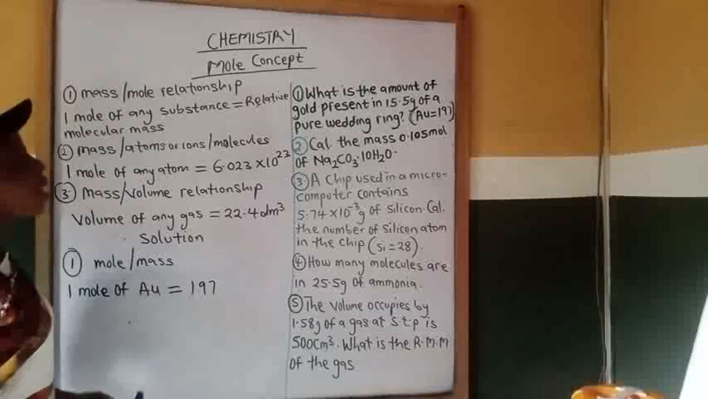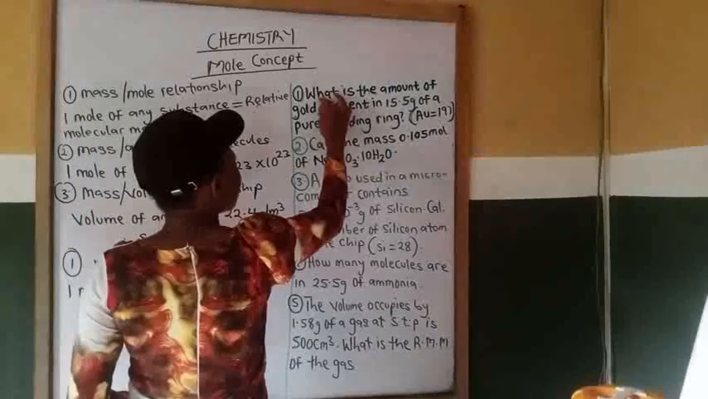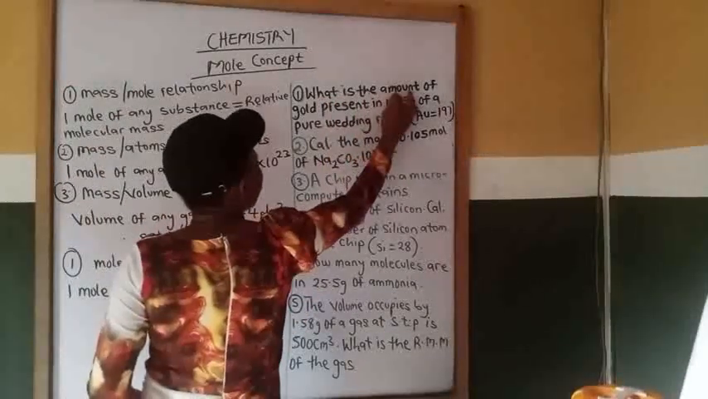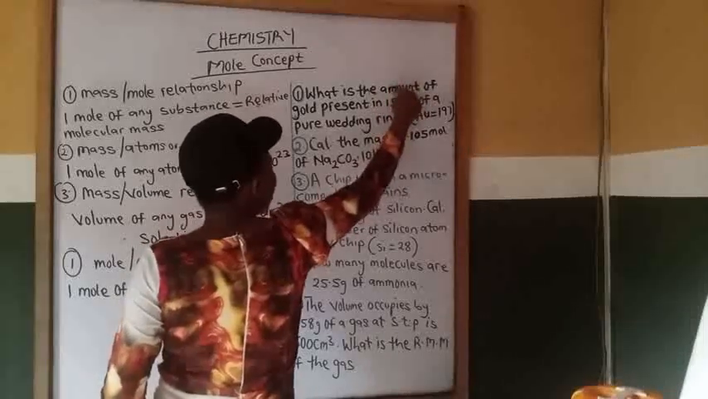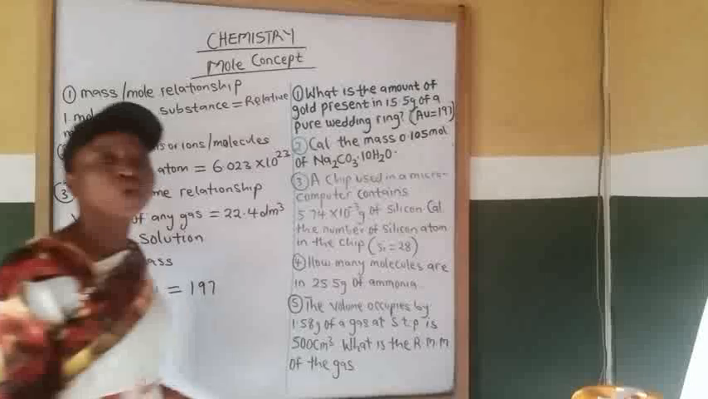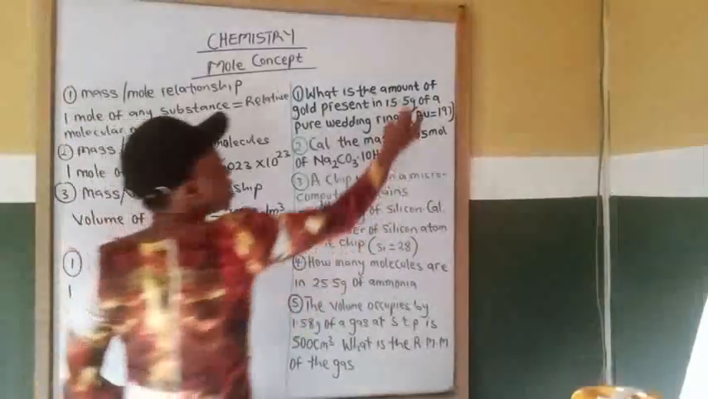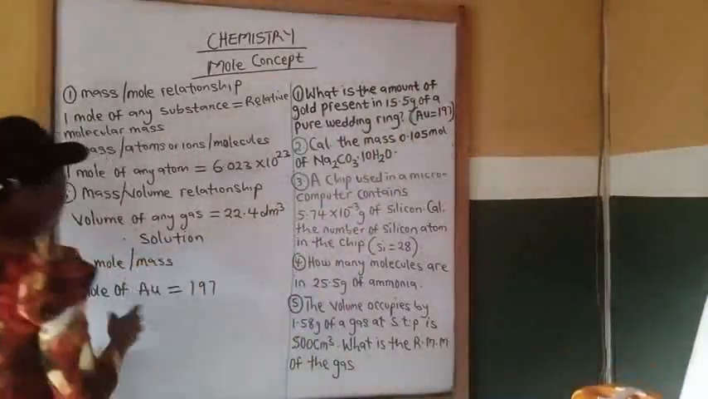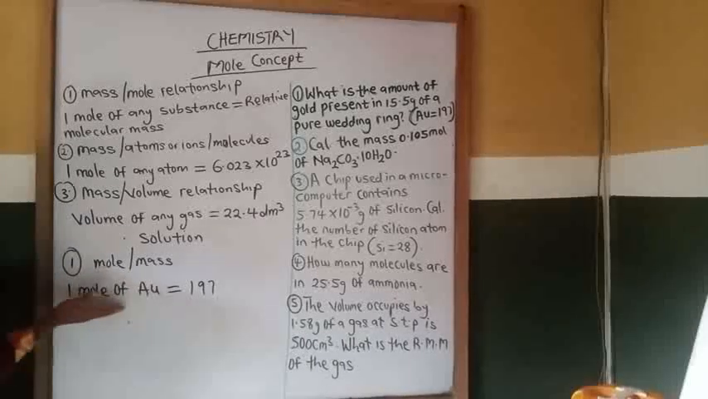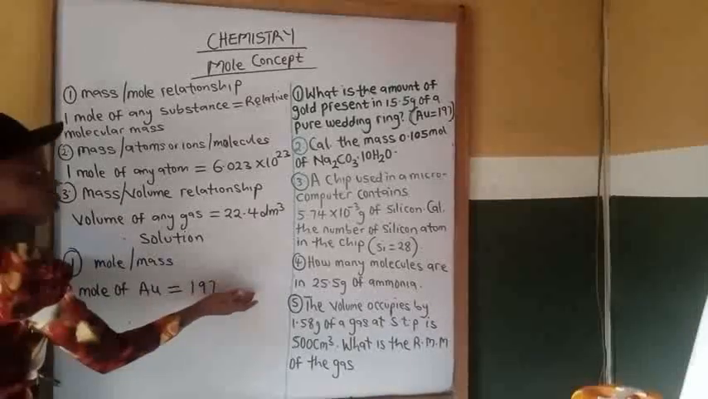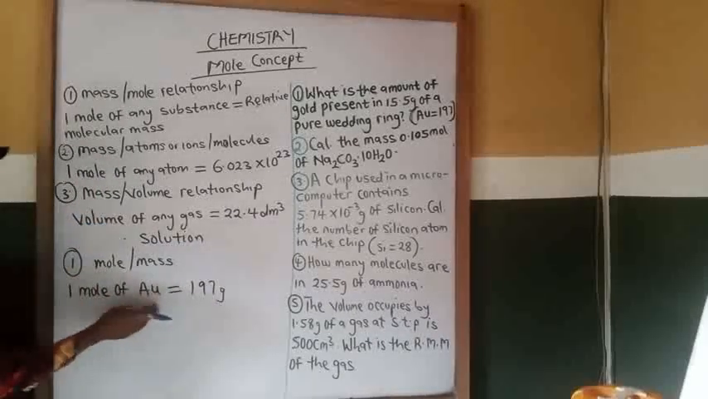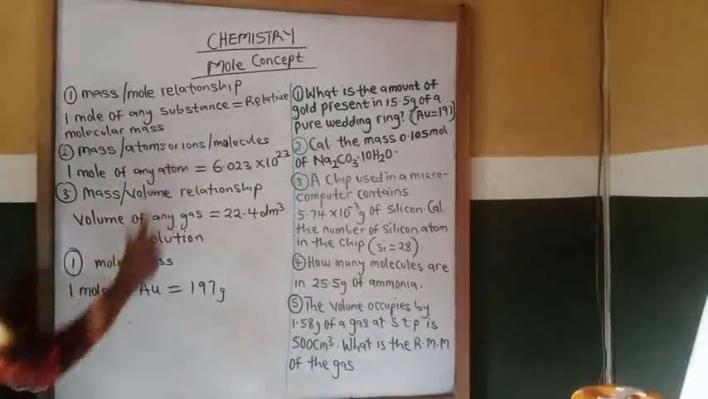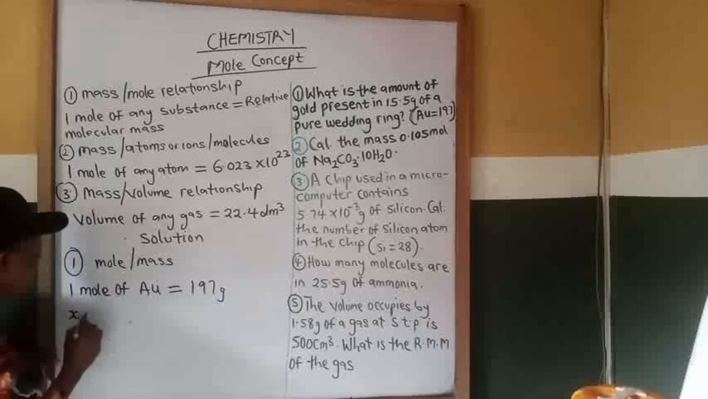Now, let's go back to the question. The question says, what is the amount? We are looking for the number of mole. Don't forget that amount is also known as mole. So this side is for mole, while this side is for mass in gram. So you are looking for the number of mole, then you say X mole.